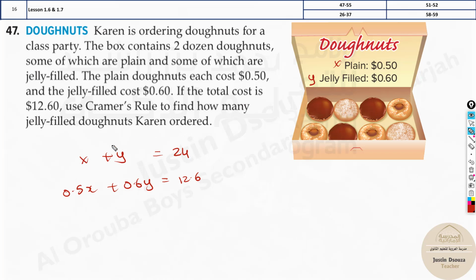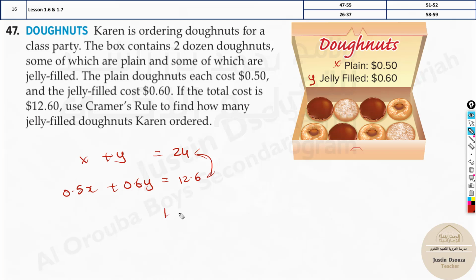Though we do not know how many donuts there actually are, since we know these values and the total cost was so much, and we have one more equation, at least 2 equations are required. I mean, for 2 variables, 2 equations are required. You can solve what is the actual number. From this, you can solve how many x, that is the plain donuts, and how many y, that is jelly filled. How do we do it? System of equations. Now we use Cramer's rule.